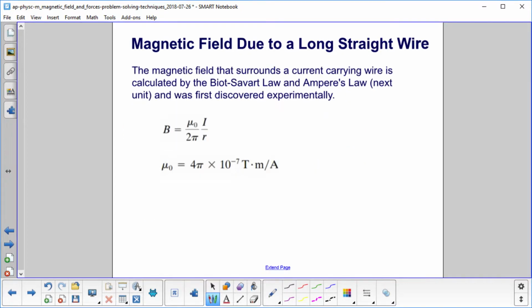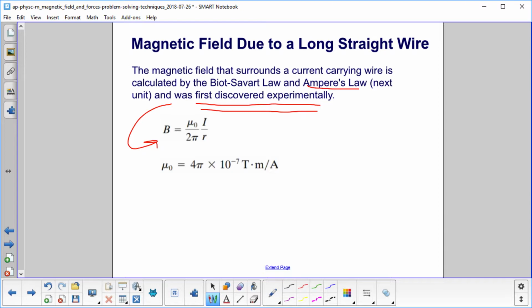The magnetic field that surrounds a current-carrying wire is calculated by the Biot-Savart law, and this expression was first discovered experimentally, and then the equation was fit to the data. That's beautiful stuff.